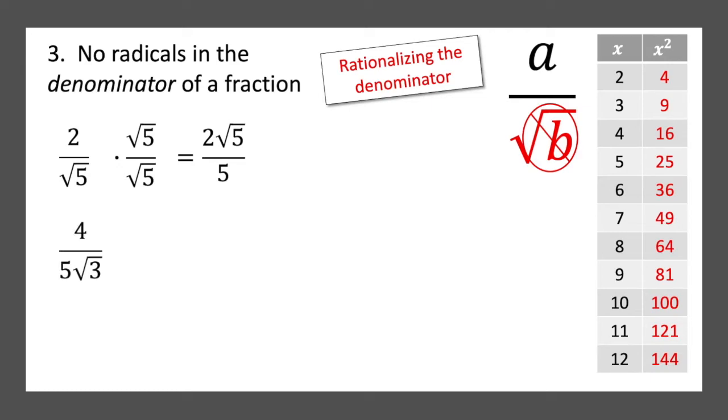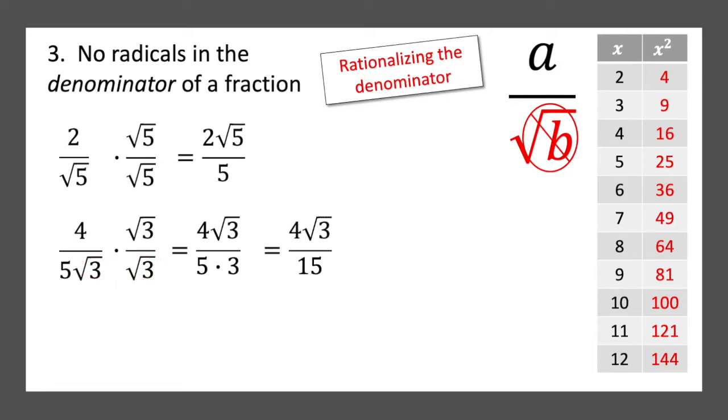4 over 5 times the square root of 3. We can't have the square root of 3, so we multiply the top and the bottom by the square root of 3. So square root of 3 times the square root of 3 is 3. So now on the bottom we have 5 times 3, and on the top we have 4 times the square root of 3. So we have 4 times the square root of 3 divided by 15. One more.